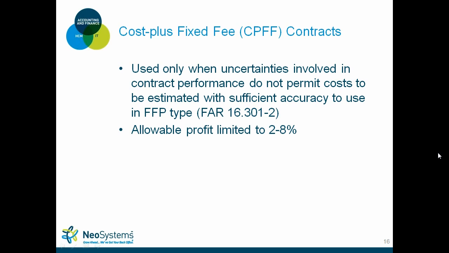Again, we'll talk about profit. On cost plus fixed fee type work, your profit is limited to between 2 and 8%. So any type of overrun in your indirect rates really shrinks your profit and puts you as a contractor at risk for very minimal profit or no profit at all.